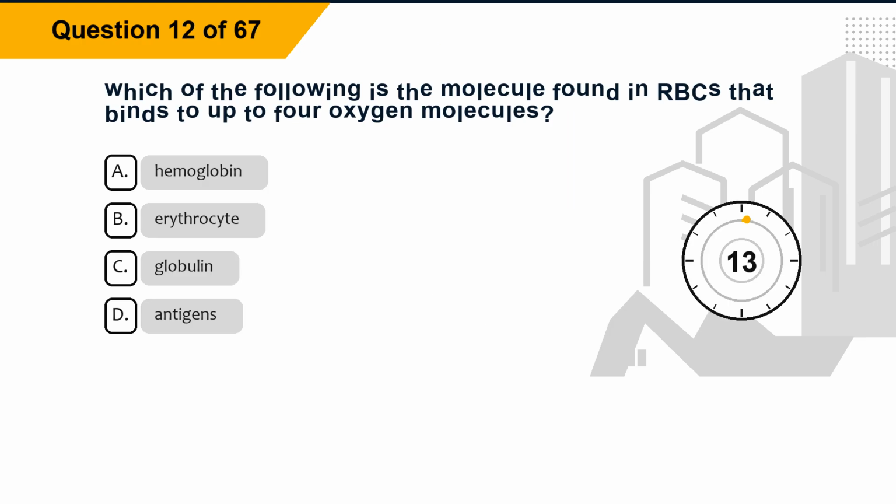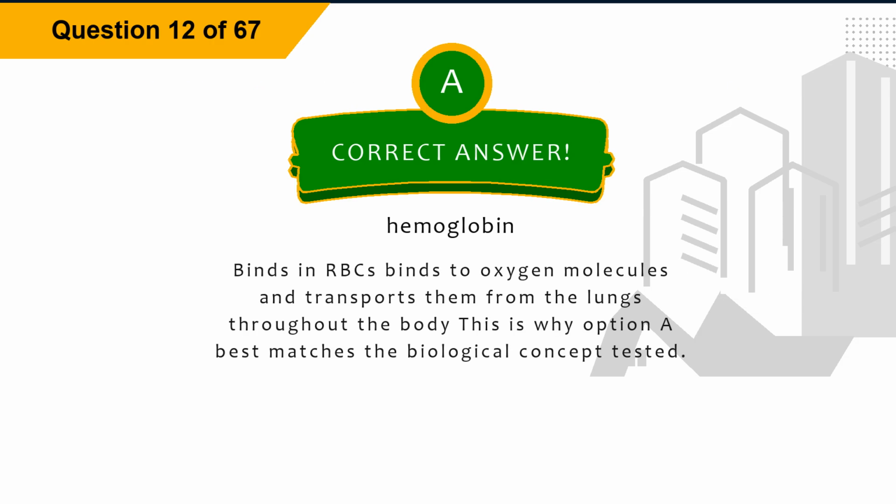Question 12. Which of the following is the molecule found in RBCs that binds to up to 4 oxygen molecules? Option A, hemoglobin. Option B, erythrocyte. Option C, globulin. Option D, antigens. The correct answer is option A, hemoglobin. Explanation. Hemoglobin in RBCs binds to oxygen molecules and transports them from the lungs throughout the body. This is why option A best matches the biological concept tested.